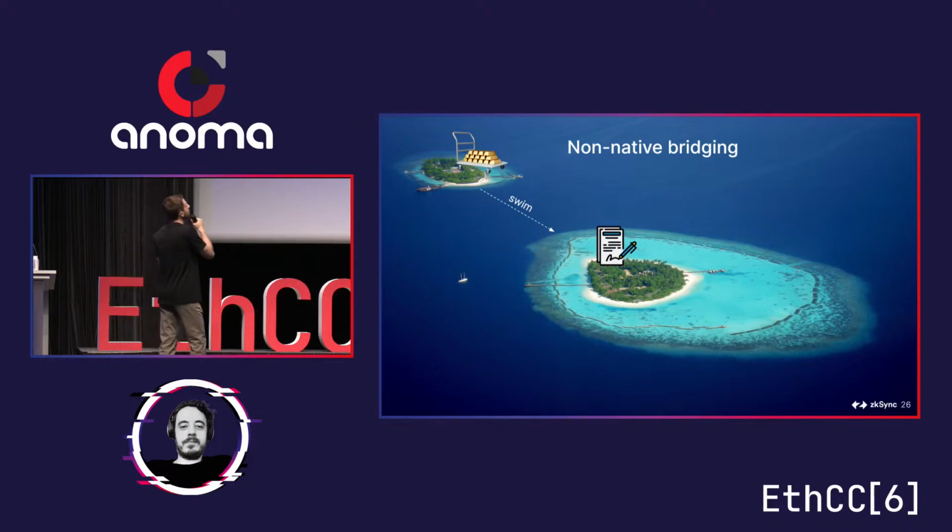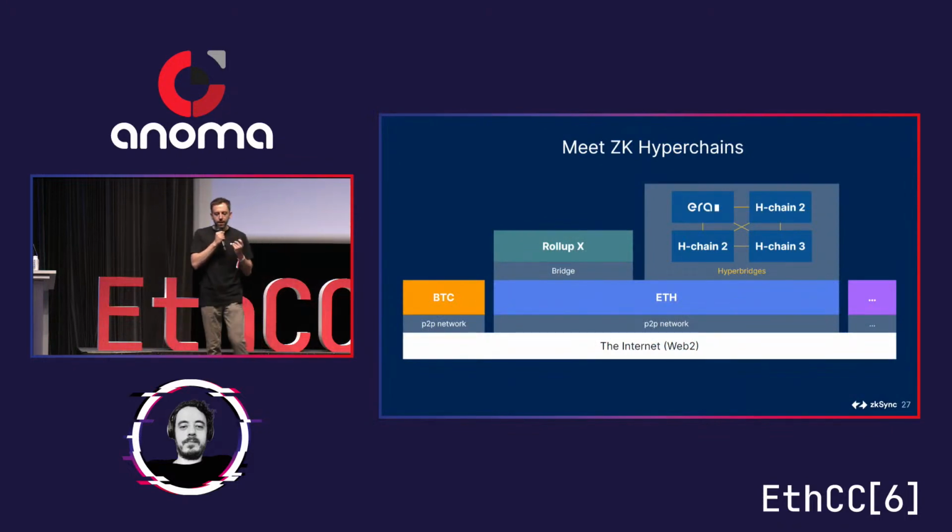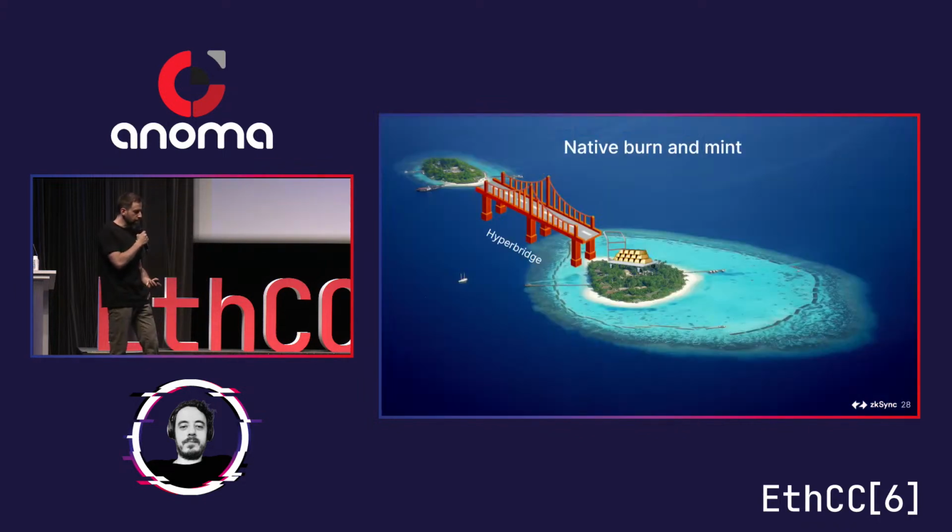And what are you going to do? This is where ZK stack comes in. This is the key property of the ZK stack. This is really why ZK stack was built in the first place. We're coming with this new primitive called hyperbridges, and the chains that you can build with ZK stack, we call them hyperchains, because they are connected with hyperbridges in a way like hyperlinks on the internet connect several pages. With hyperbridges, we use the power of zero-knowledge proofs to actually move assets, burn them natively on one side and mint them natively on the other side.